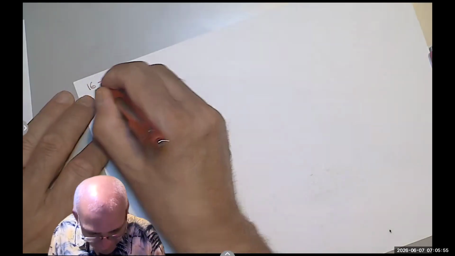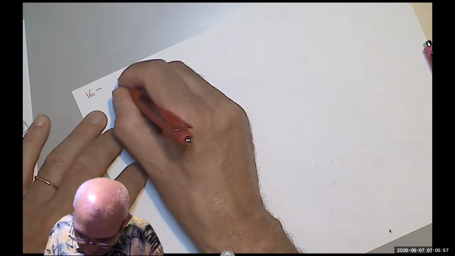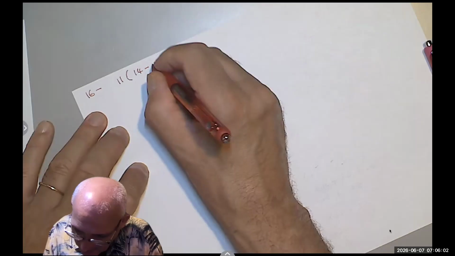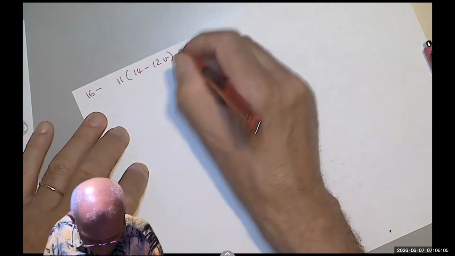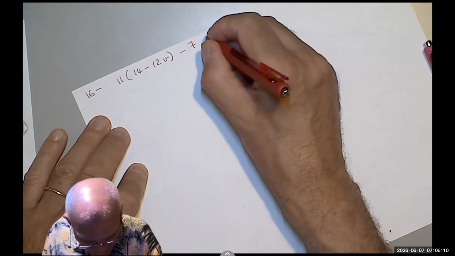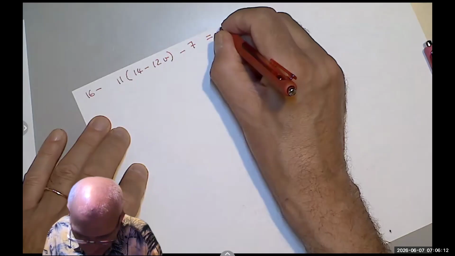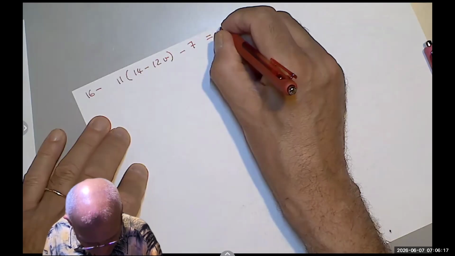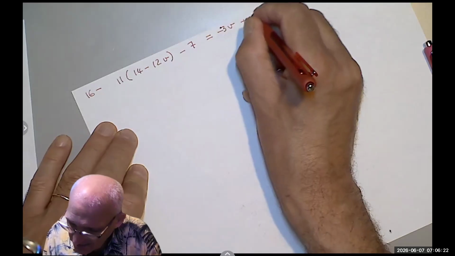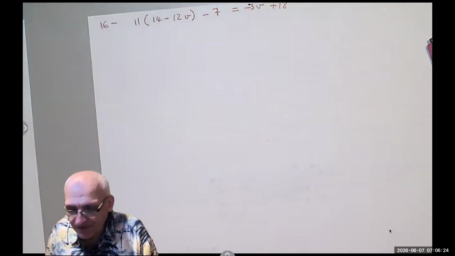Okay, number 16. Number 16 says 11 times 14 minus 12v minus 7 equals, I'm sorry, I did 16, yeah, equals negative 3v plus 18. This is identical to the previous one.